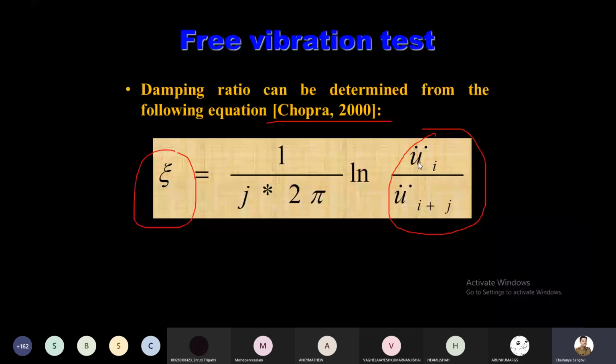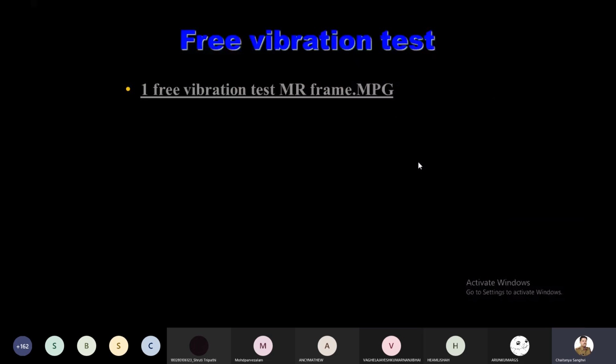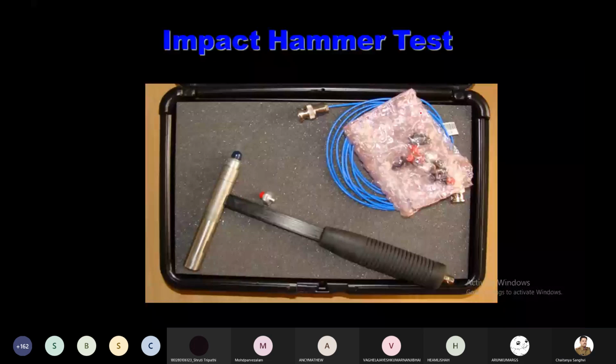Right. Now the second is the impact hammer test. What is the impact hammer test? This is a hammer. This is not an ordinary hammer. Here, this is the tip of the hammer where the sensor is. This wire is connected here, and this hammer is connected with the vibration analyzer, the data acquisition system. It is connected, and then what we do here, we are applying the impact.